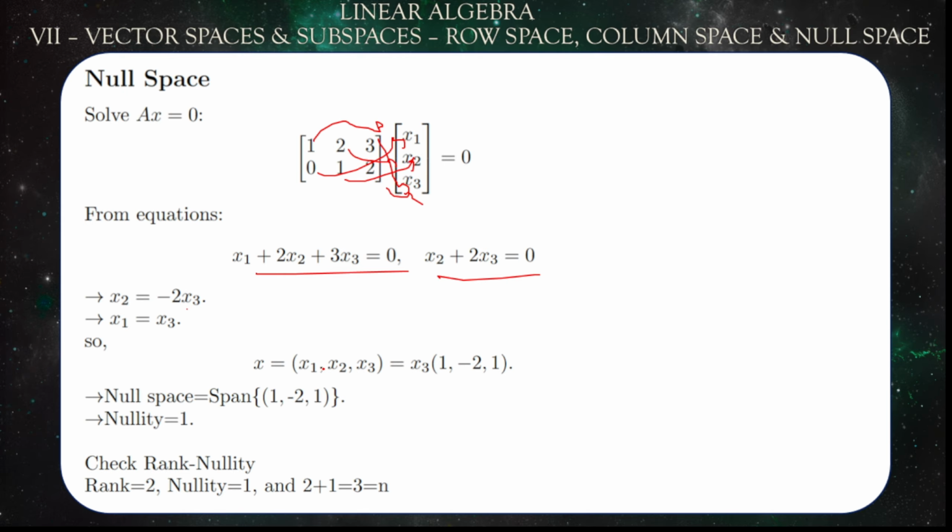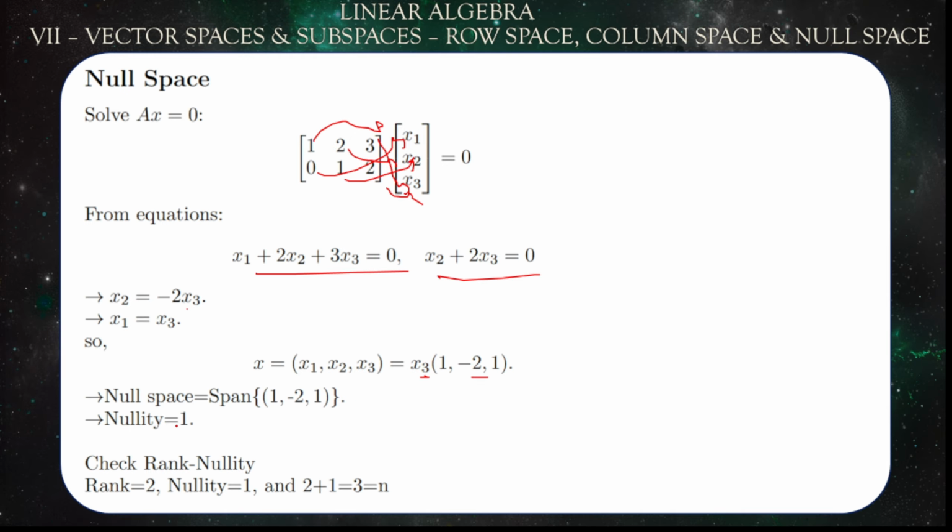So x is equal to x1, x2, x3. You replace each one of these variables by its value with respect to x3. So x1 is equal to x3, so x3 times 1. Then x2 is equal to minus 2x3, so minus 2 here, x3 on the outside, and finally x3, which is simply 1. So the null space is equal to the span of (1, minus 2, 1).